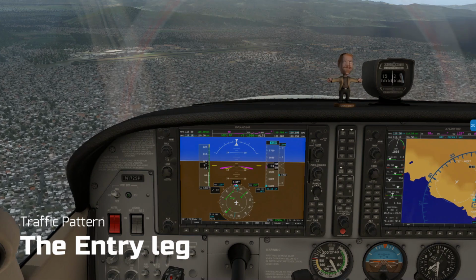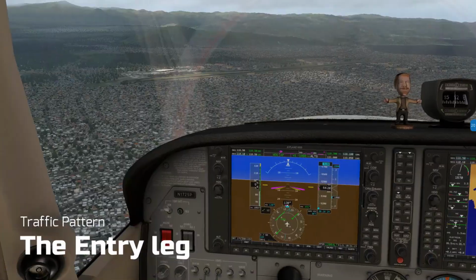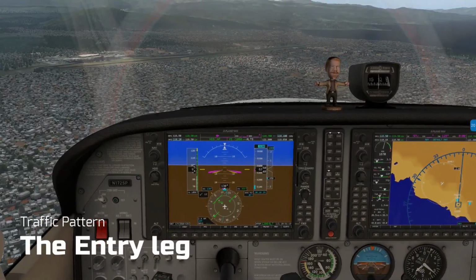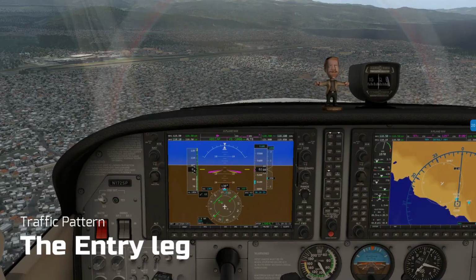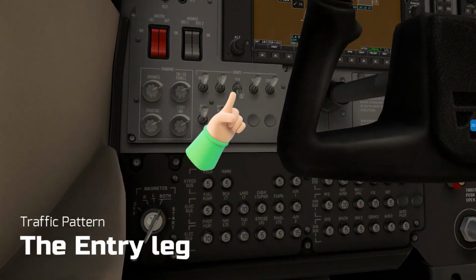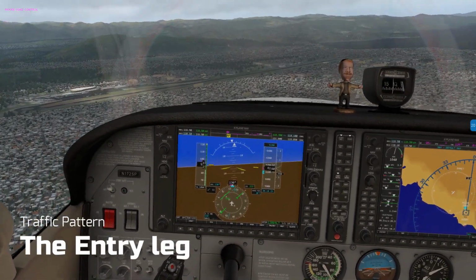After we join, just like the previous video, we will fly the pattern, but this time I will fly it precisely. On the previous video, I flew the pattern very badly. Don't worry, it won't happen this time. Alright, we are arriving to our pattern altitude, landing lights on, and we join the downwind.